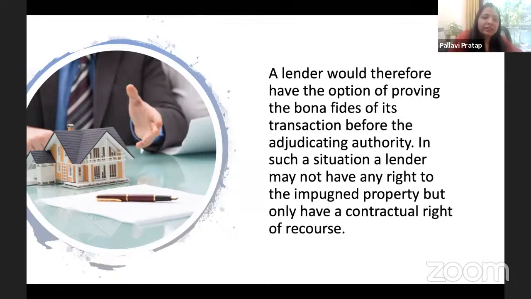And in such a situation, a lender may not have any right to the impugned property, but only have a contractual right of recourse. Like I said, it is, of course, with suspicion that the adjudicating authority will look at this lender, and of course the bona fides will have to be proven. And very interestingly, the lender will only have contractual rights, which will flow to the lender. Whereas, like I said, the property, being encumbrance free, will actually go to the central government, and the rights will vest with the central government.